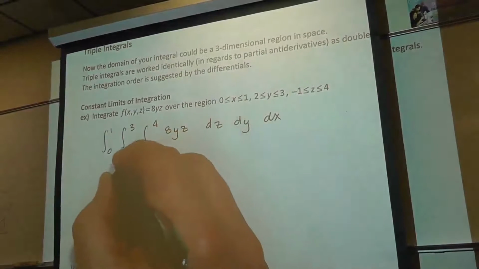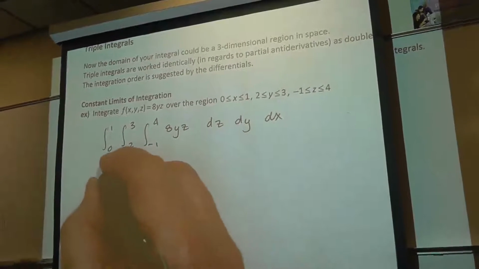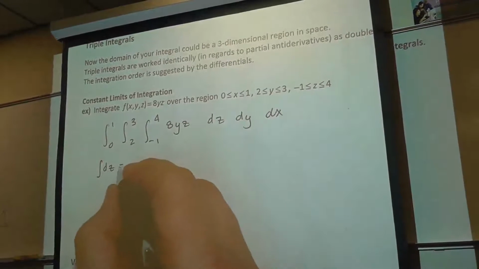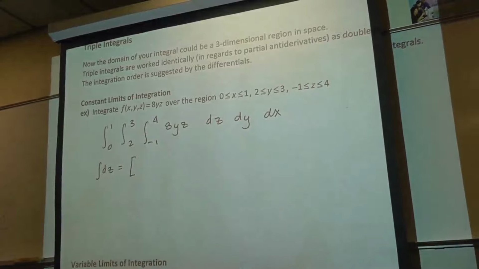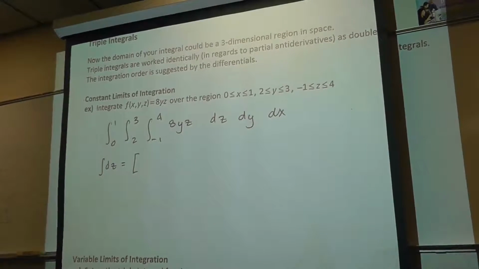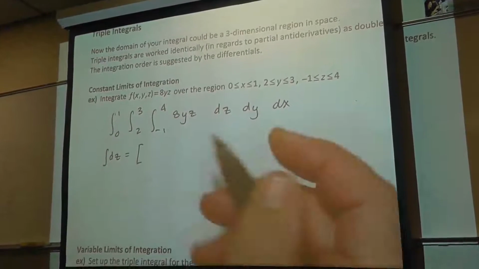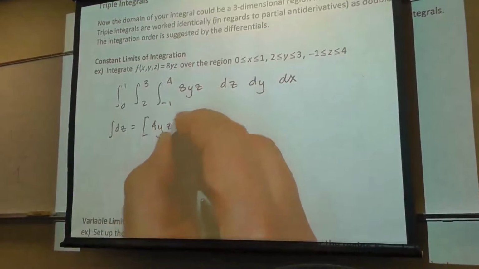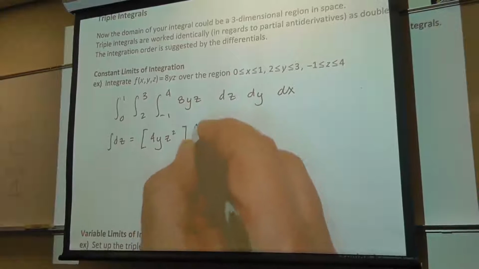So I'll do the same thing I did with double integrals that Matthew was talking about a second ago. If I do the integral with respect to z, my antiderivative with respect to z, keep in mind 8y is a constant, so z becomes half z squared. But you multiply the half with the 8, so you can go ahead and simplify that to 4yz squared.